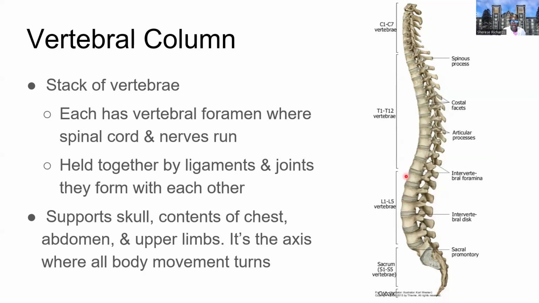If we look at how the vertebral column is formed, it's various vertebrae. Each of them has an opening or foramen, and together they create a tunnel-like structure where the spinal cord can run. Now, it's going to help support the skull on top, obviously the weight of the skull, and it's going to help anchor the ribs to support the chest and thoracic cavity. It's also going to help support the abdomen as well as the limbs by way of the pelvic girdle and the pectoral girdle. So it's really going to be the axis where all of the body movement can happen.